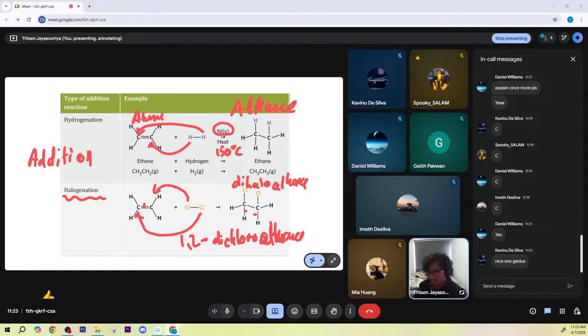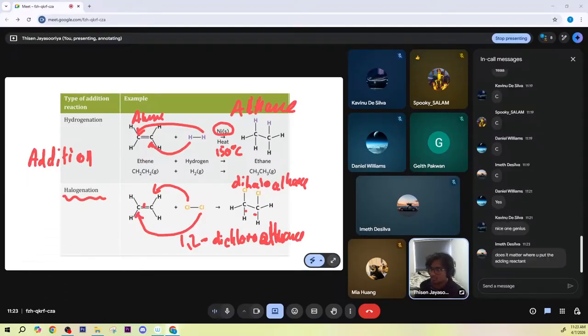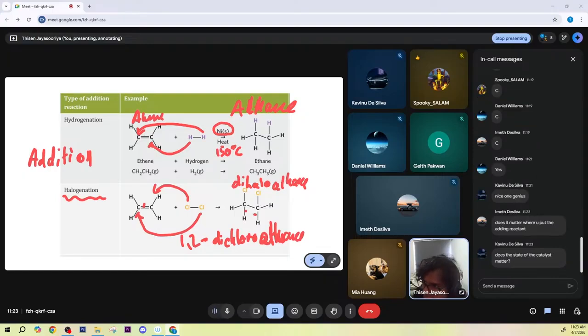Any questions about that? Any comments, any concerns? Salam's all on top of it. Does it matter where you put the adding reagent? Does the state of the catalyst matter? The state of the catalyst does matter. What do you mean by doesn't matter where you put the adding reactant?